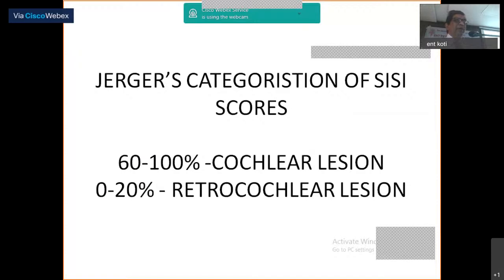A normal ear cannot make out the increase, and the person with a cochlear lesion will pick up that pitch. Suppose 100 pips are given. After that, the test is stopped. The number of pips the patient is able to detect is recorded. If it is 60 to 100, it is a cochlear lesion. If it is 0 to 20, it becomes a retrocochlear lesion. That's how you make out whether the hearing loss is cochlear or retrocochlear.